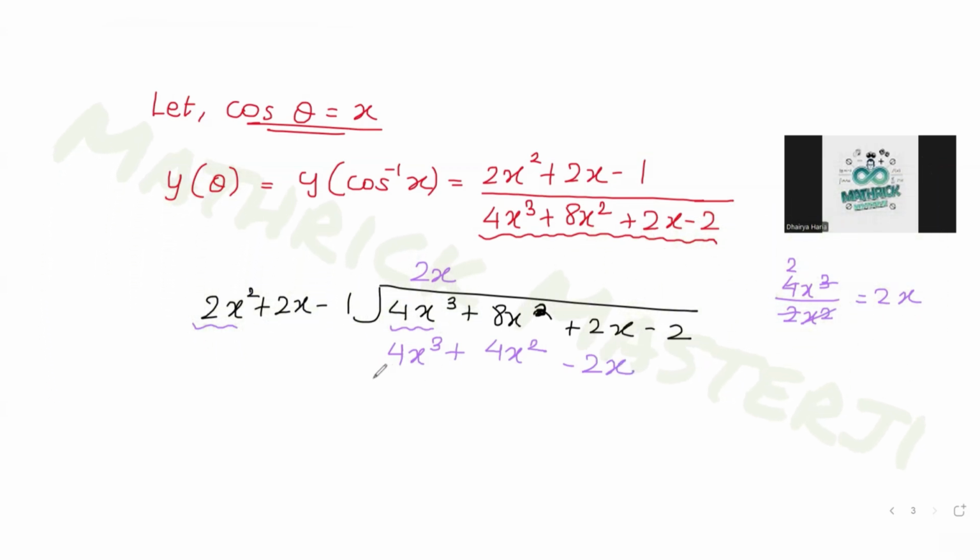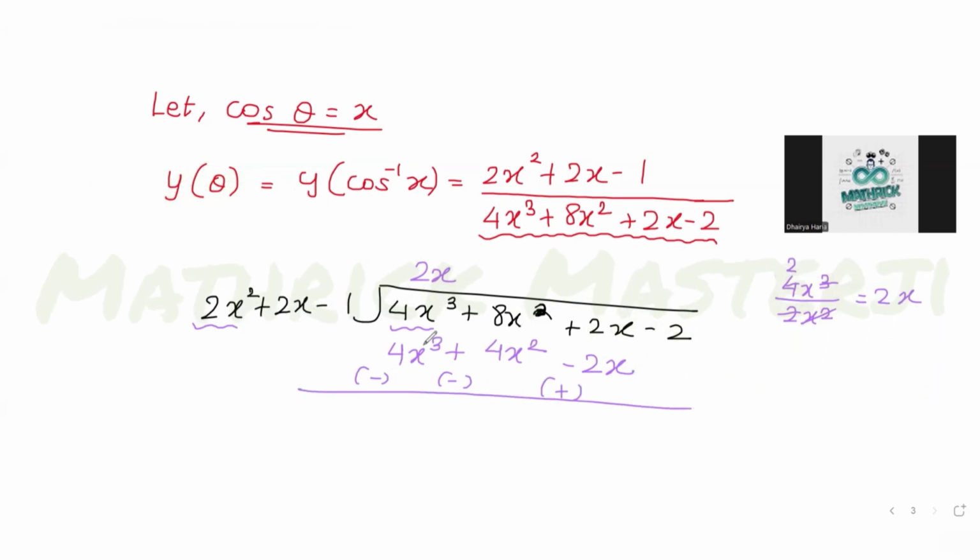Now once I have this, I'll change my signs because I'm subtracting the whole expression. So I'll change signs of everyone. This and this cancel. 8 minus 4 gives me 4x squared, and 2 plus 2 makes it 4x minus 2.